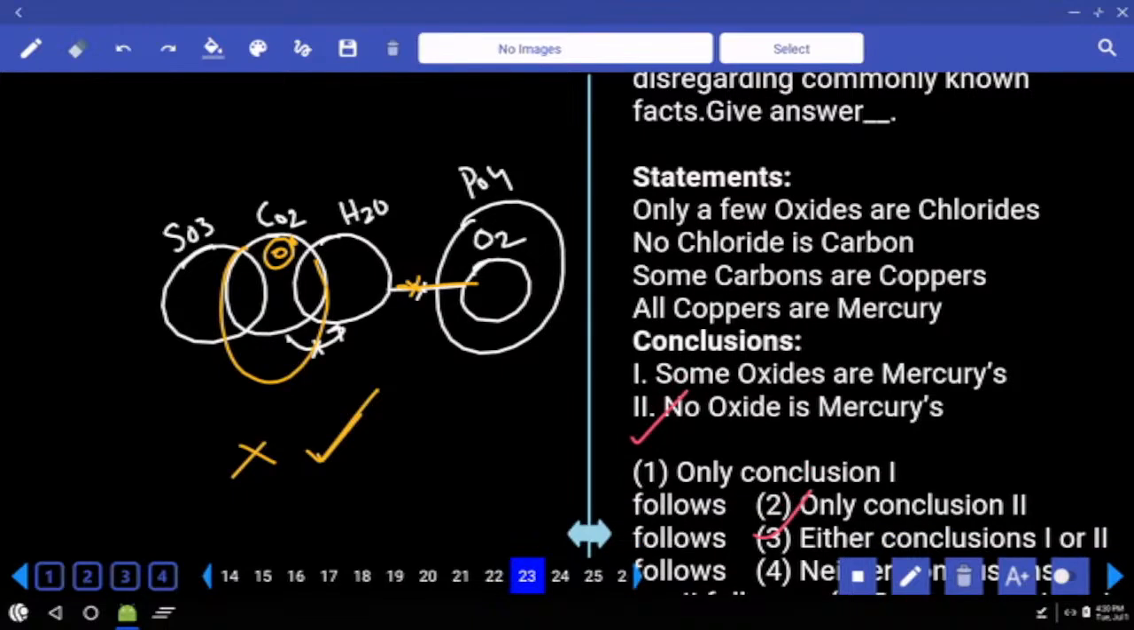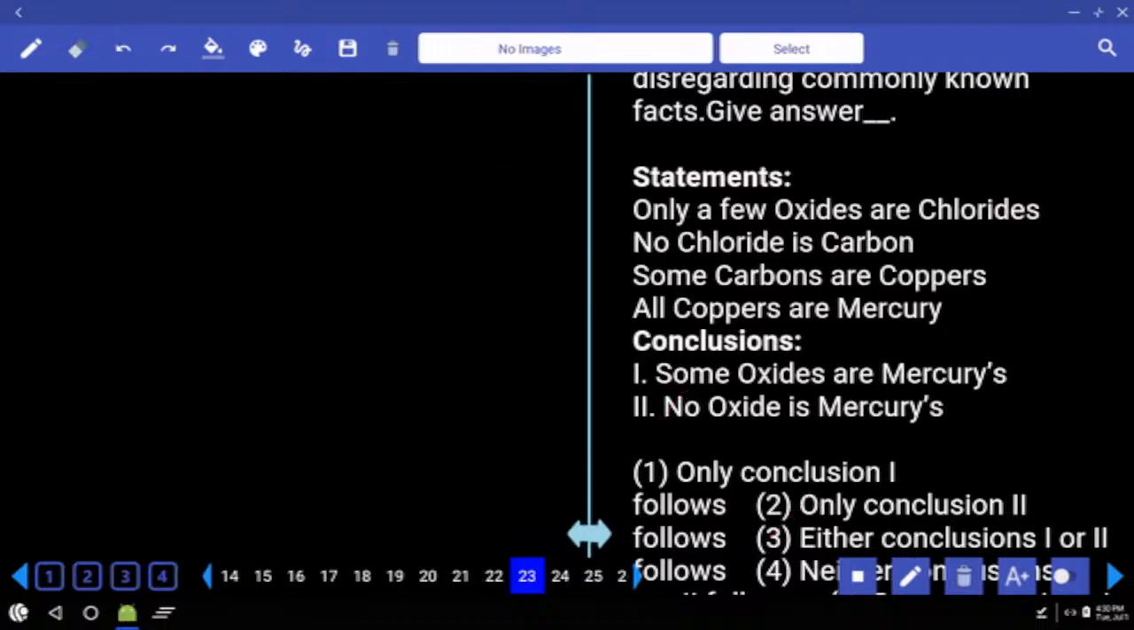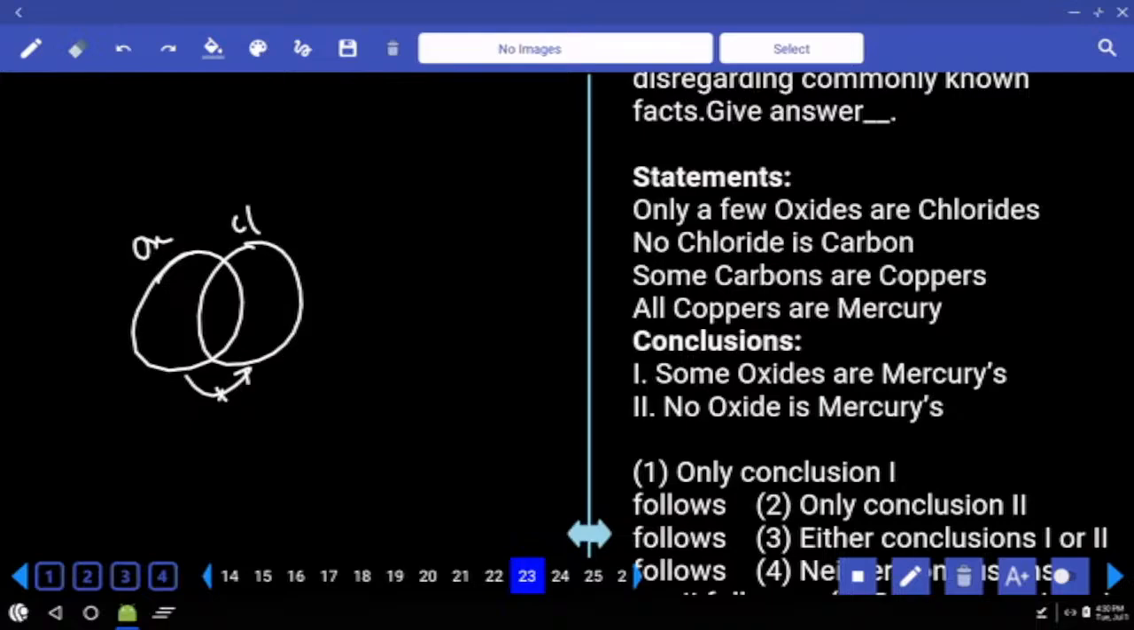The next one, 23. Now in this 23, only a few oxides are chlorides. Only some oxides are chlorides, but not all. All oxides cannot be chloride. Then no chloride is carbon. No intersection between chloride and carbon.